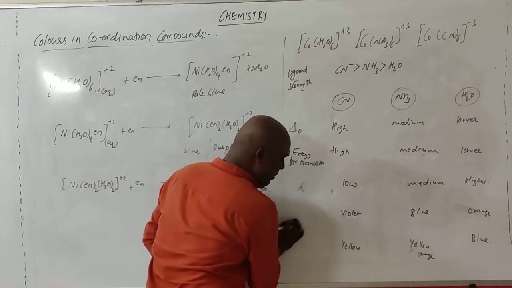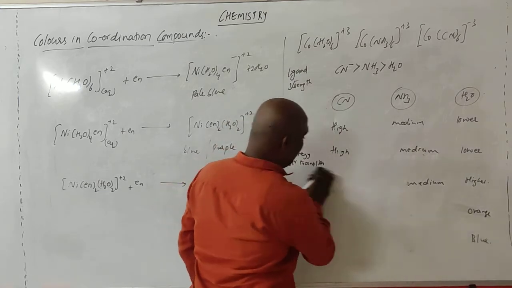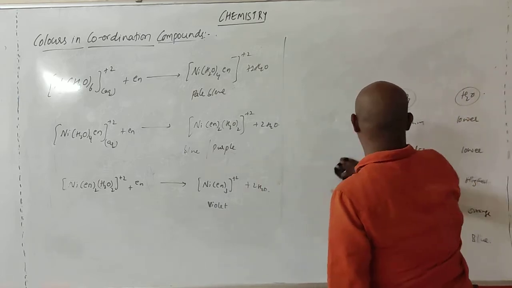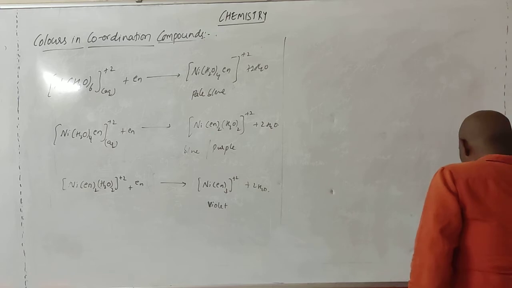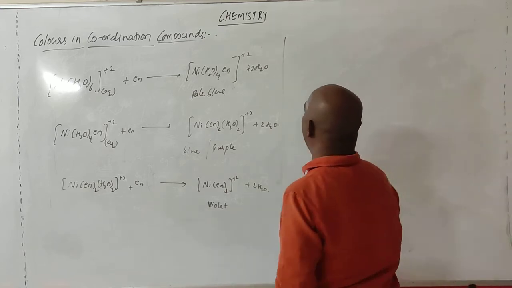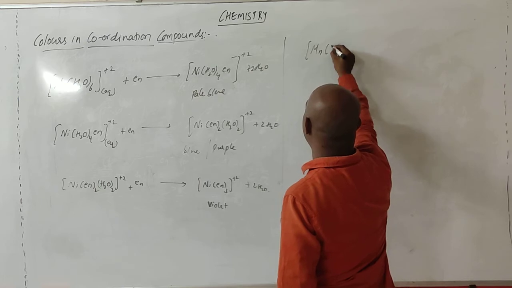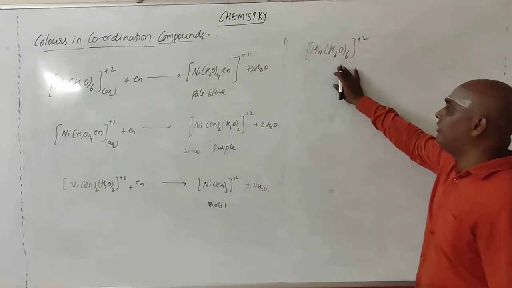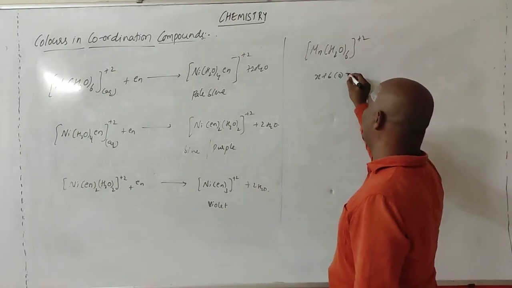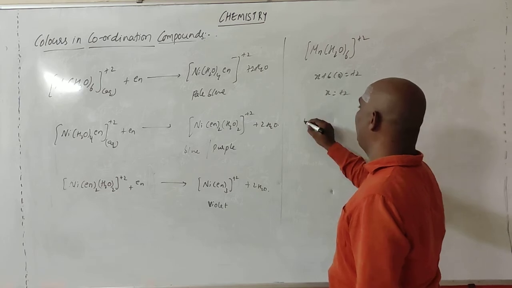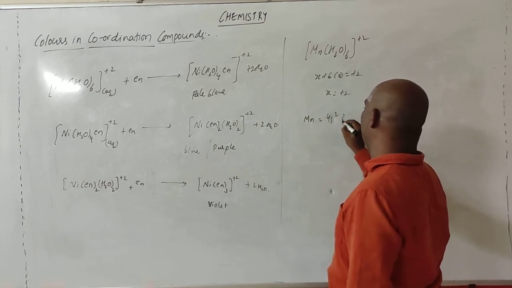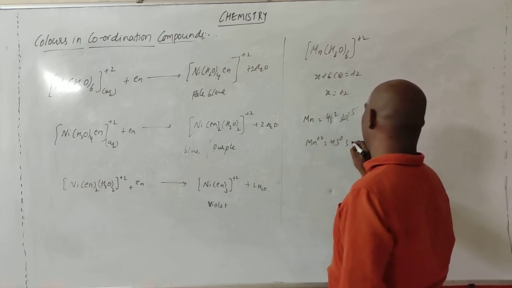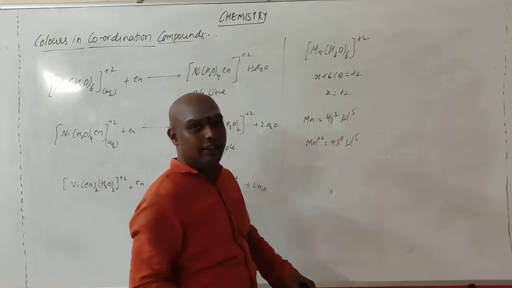And with respect to the colors, suppose I go for a molecule like manganese. If I go for [Mn(H2O)6]2+, with H2O taken six times, the charge is plus 2. So what is the configuration for this? Suppose x plus 6 times 0 is equal to plus 2. So x is equal to plus 2. Manganese is 4s2 3d5. So Mn2+ is 4s0 3d5. Five electrons are there.